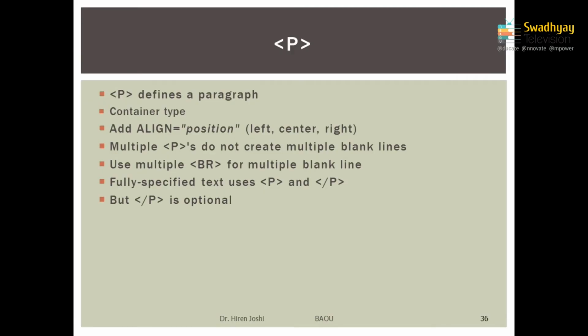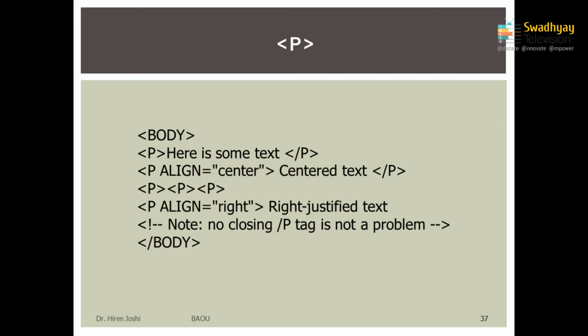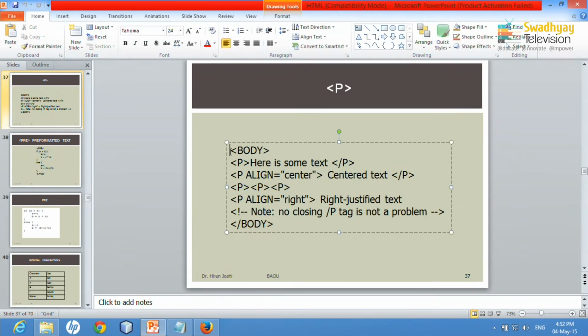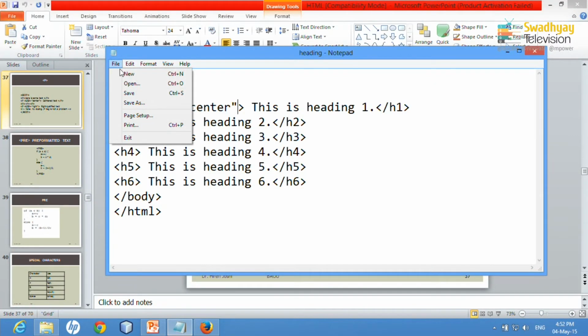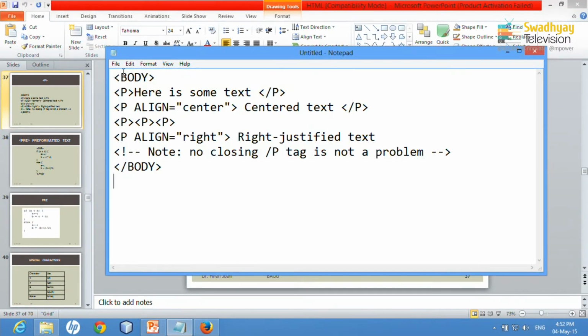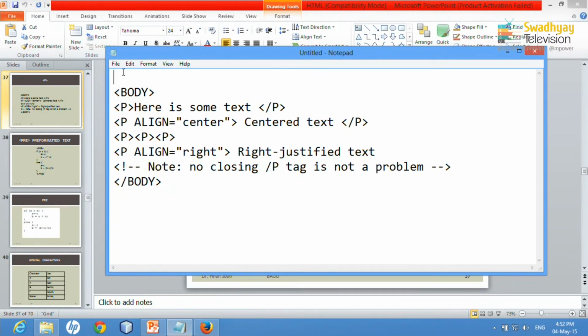If you want to use multiple blank lines, you should use the BR tag multiple times. When you start P to open the paragraph, to close the paragraph you can use /p. However, /p is optional. This is an example, you can write any text in it. If I just copy and paste this program, that can also be used. Let us say I create a new file and I just need to write the HTML tag. HTML is case insensitive, so whether I write capital letters or small letters, it does not make any difference.